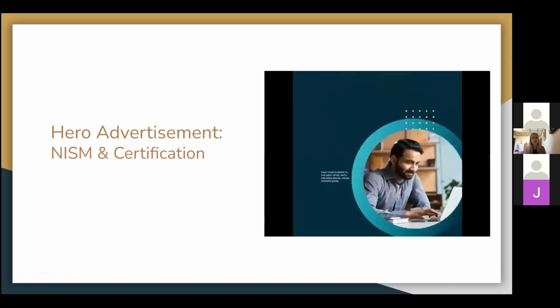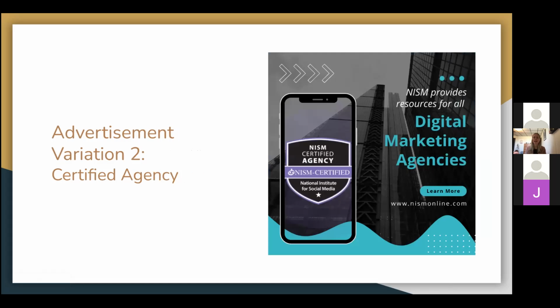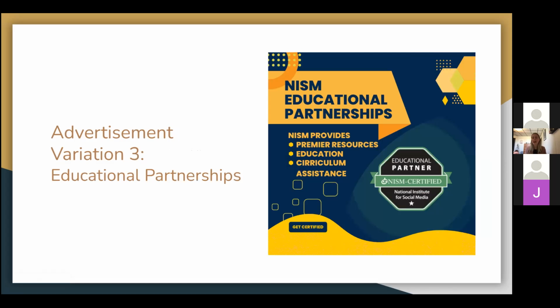So for the next three, we decided to target three groups: the social media strategists, the agencies, and the educational partnerships. We wanted to highlight all of them individually because they can help so many individuals. And the color choices that we used for the advertisements are mainly blue and orange, which we tied together with NISM's logo and the color scheme in the logo.